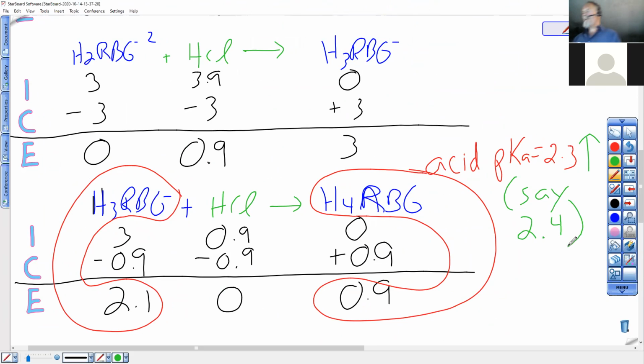The reason why I chose a little above 2.3 is we have more base than acid. 2.1 is a bigger number of moles than 0.9. Acids raise pH. In a buffer, pH is always close to pKa.